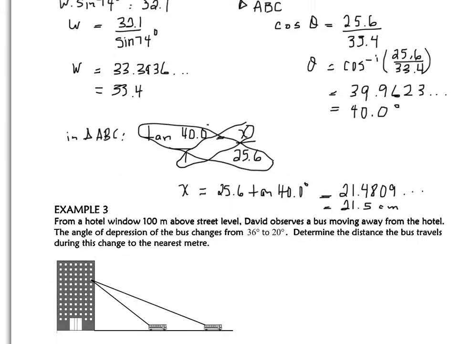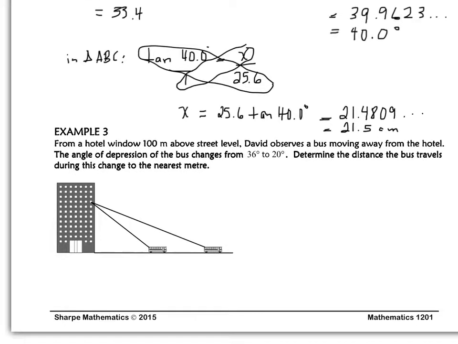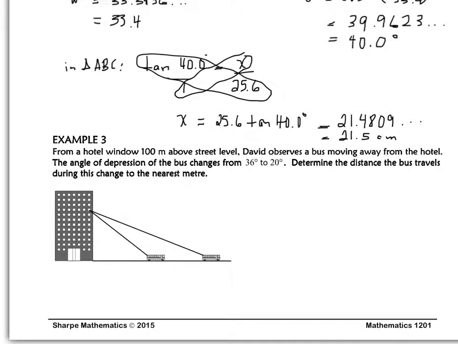Okay, example 3 gives you information from a hotel window 100 meters above the street level. So that means this distance from here to here would be 100. David observes a bus moving away from the hotel. The angle of depression of the bus changes from 36 to 20. Determine the distance the bus travels during this change to the nearest meter.